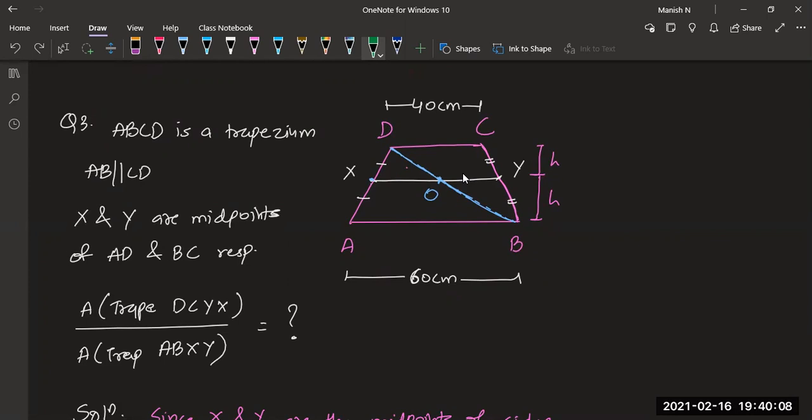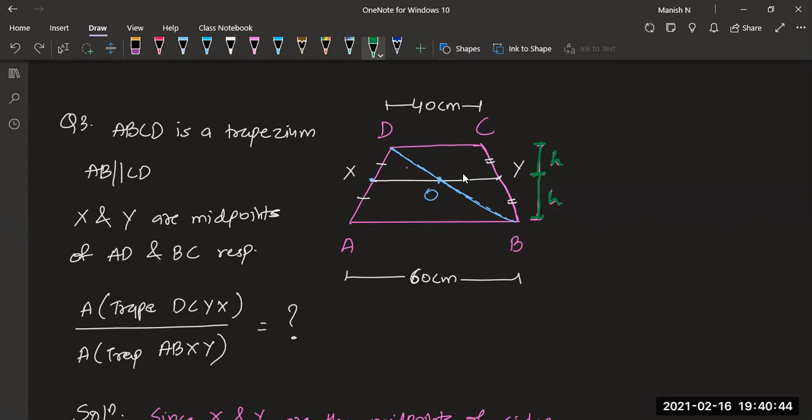Okay, so we don't know the height of the given trapezium, but we know X and Y are midpoints. So if 2H is the total height of the trapezium, then H is the height of the upper trapezium, XYDC, and H is the height of the lower trapezium, as shown in the diagram, that is ABXY. This is H and this is also H, right? We are interested in finding the ratio.